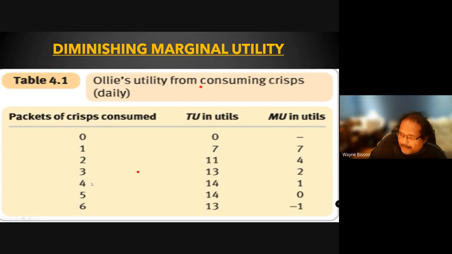So the fourth packet, he's at 14. The change was positive 1. The fifth packet, it didn't change. It was the same as before. So 14 minus 14 gives us 0. So his marginal utility tops off at this point, or I should say, gets down to 0 at this point. And then he eats another pack, and his total utility falls to 13. So 13 minus 14 gives us minus 1.